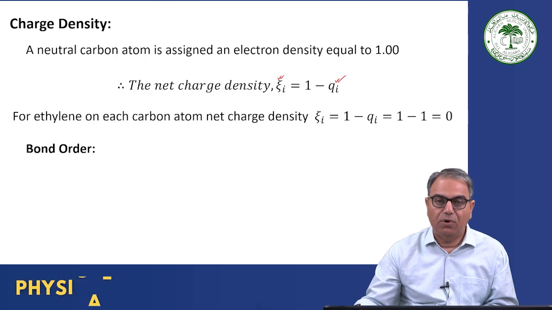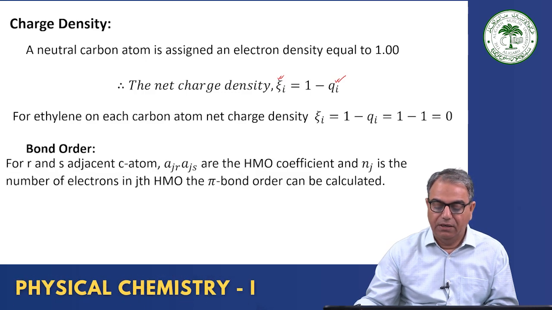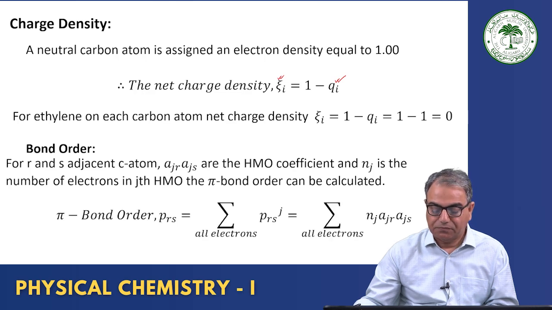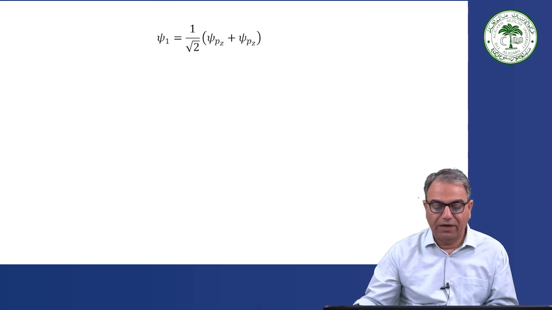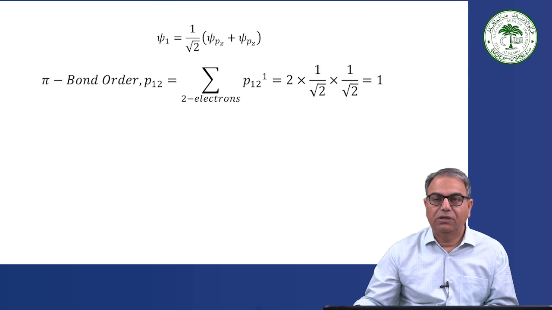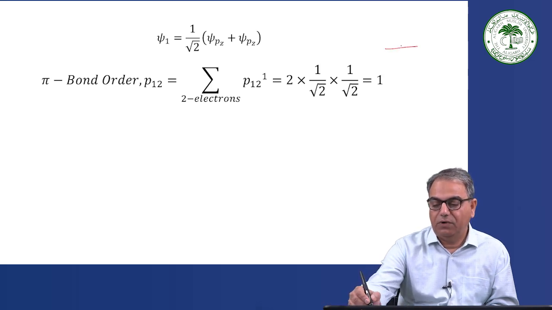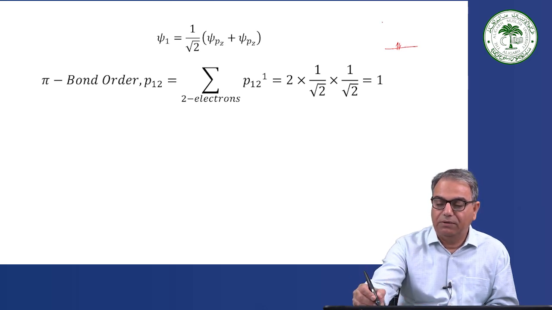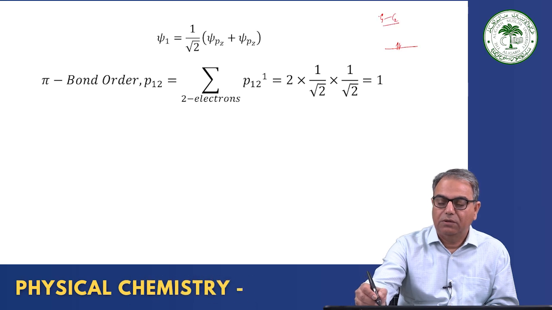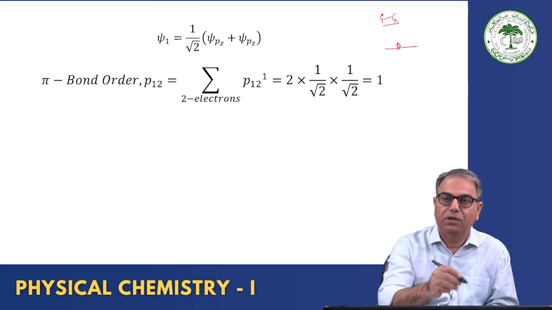Now, if you have to calculate bond order, then you have to look at the number of electrons which are present in the molecular orbitals. And then you look at the coefficients of the 2 carbons between which you are calculating the bond order. So, the electron is present only in psi 1, and the coefficient is 1 by root 2 for both. So, between C1 and C2, the C1 coefficient is 1 by root 2, and the C2 coefficient is also 1 by root 2.